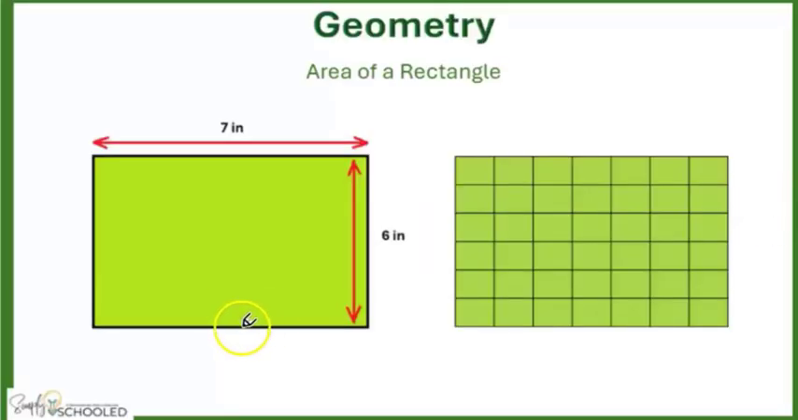If we look at the area of a rectangle, we learned in the last video to divide it into squares and count them. This rectangle is 7 inches wide, so we have 1, 2, 3, 4, 5, 6, 7 squares across and 6 squares width. 1, 2, 3, 4, 5, 6. So in order to find the area, we could just count the squares.